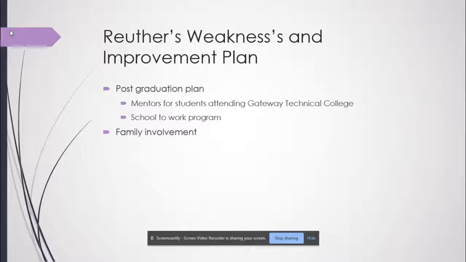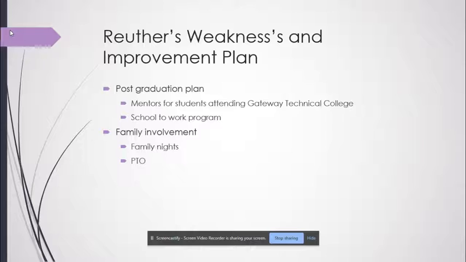Family involvement. We do a really good job of communicating with the family, but we don't do a good job getting the family involved in the school. Some ideas that Ruther can implement to have families more involved in school include family nights and a PTO. Hopefully by getting the family involved more, we can increase academic success and decrease any behavioral problems that may arise with their students.